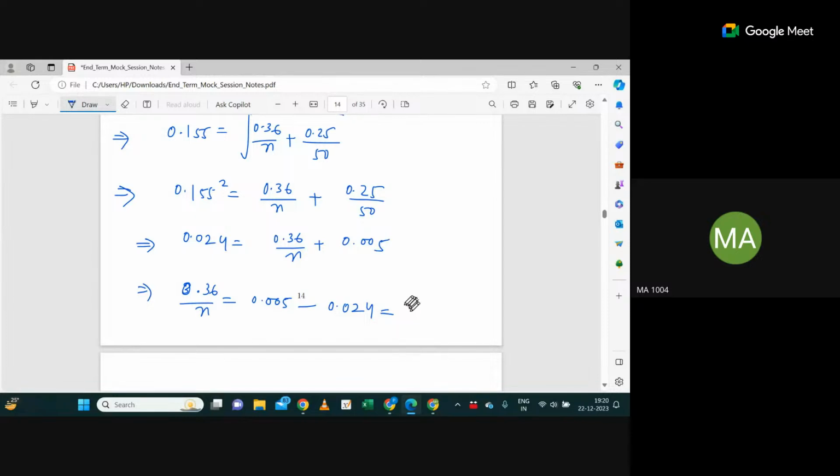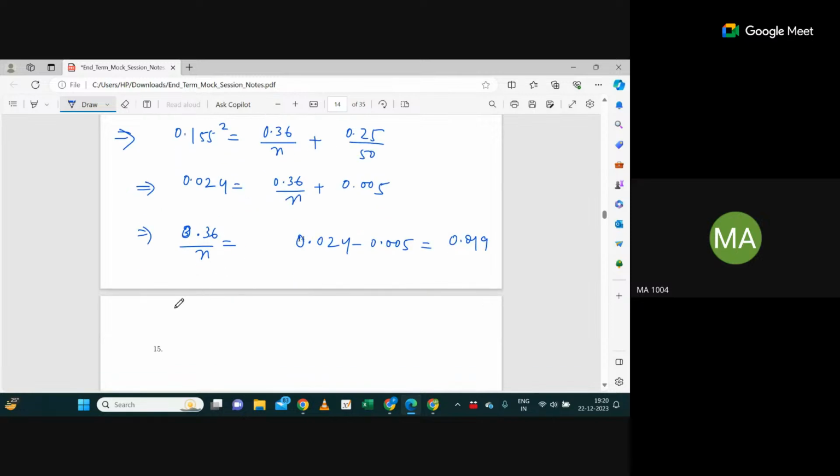Now I can do 0.36 divided by n equal to 0.005 minus 0.024, which is nothing but minus 0.019. Actually it's the opposite; basically it will be 0.024 minus 0.005, which is 0.019. So from here n equals 0.36 divided by 0.019, which should be 18 point something, 18.95. That means n is 19, right? It should be an integer.